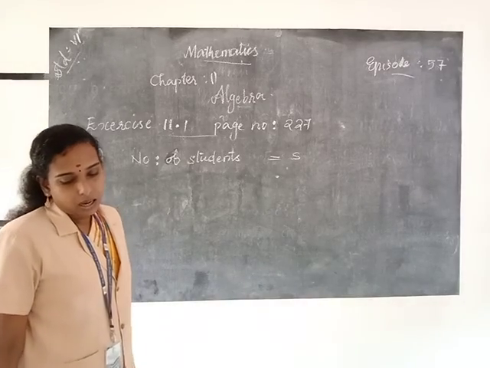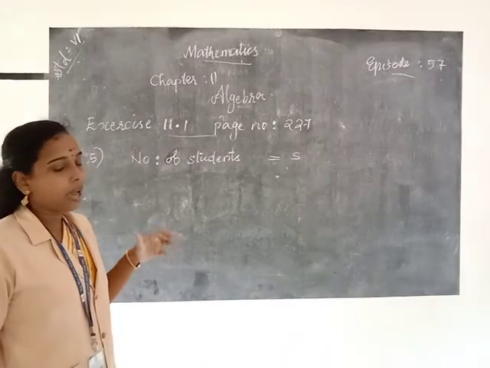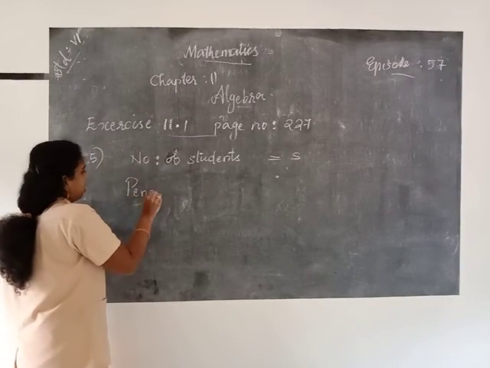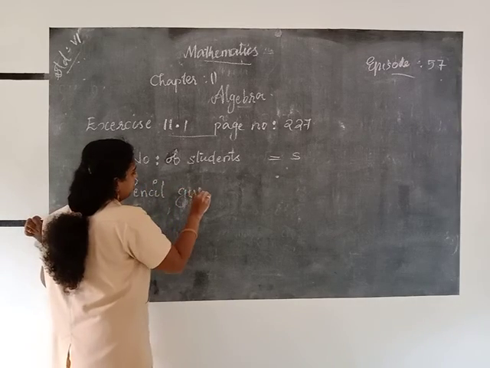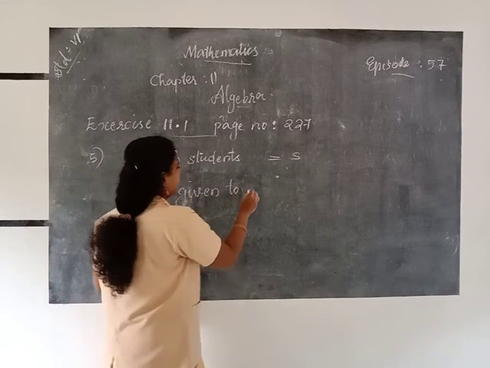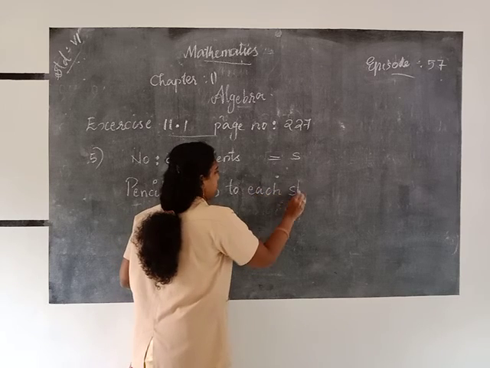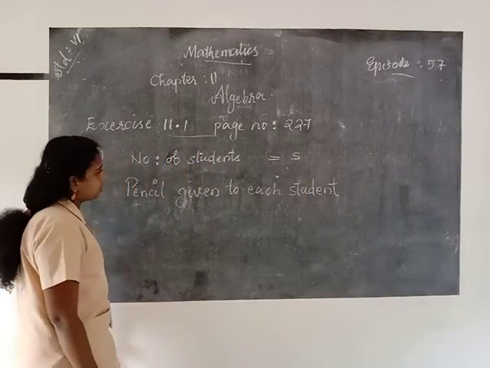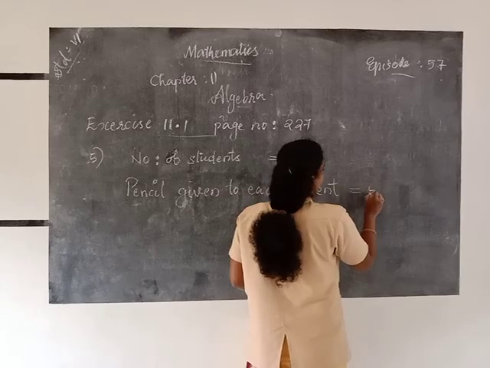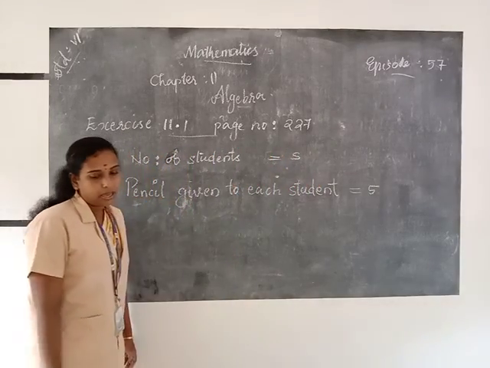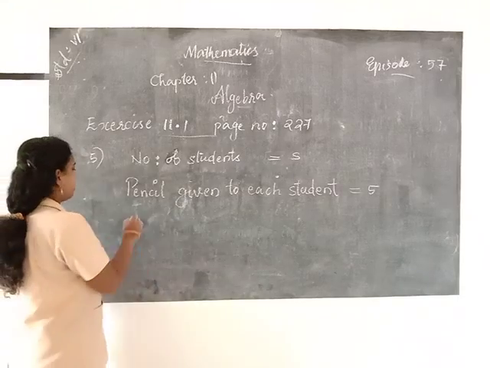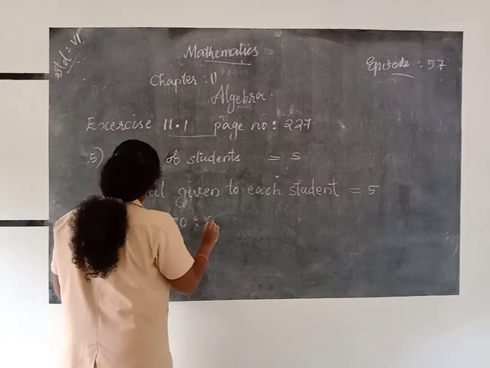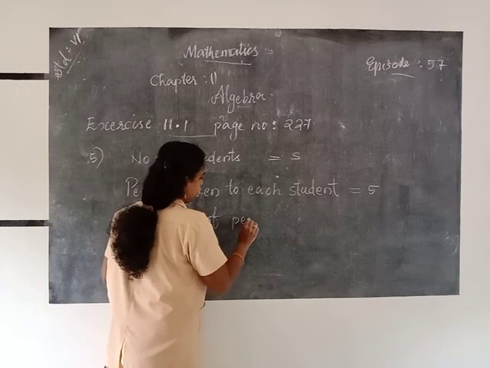And here the pencils given to each student is equal to 5. The pencils given to each student is equal to 5. The teacher gave 5 pencils to each student. Then here we want to find the total number of pencils.